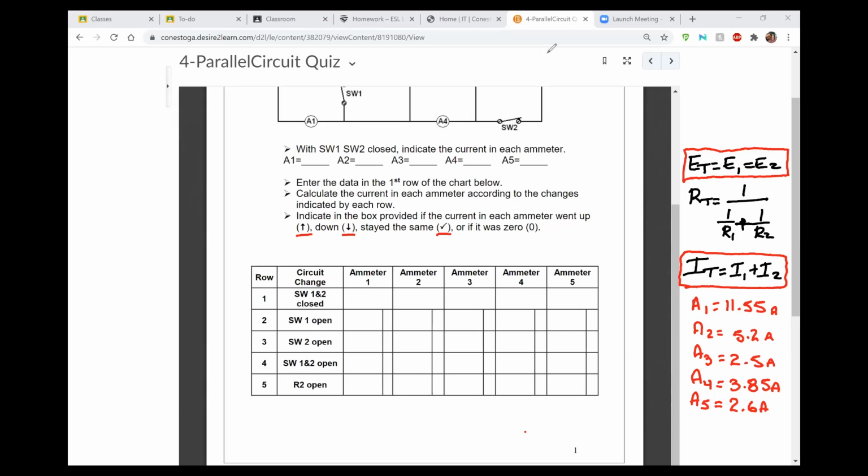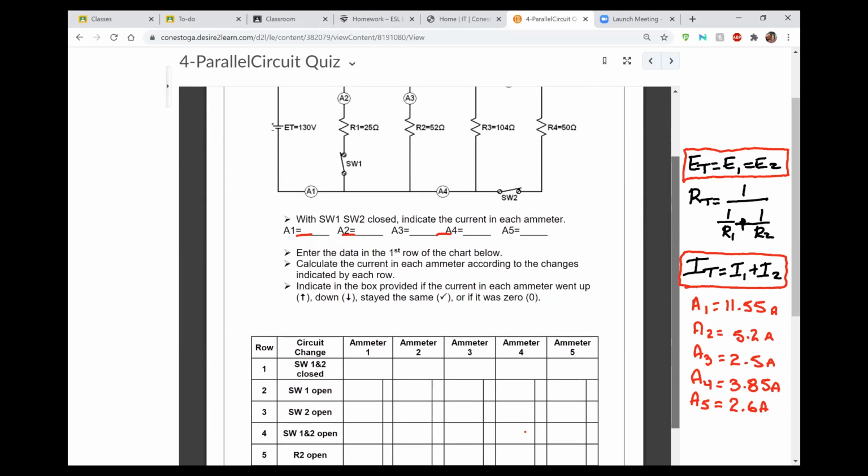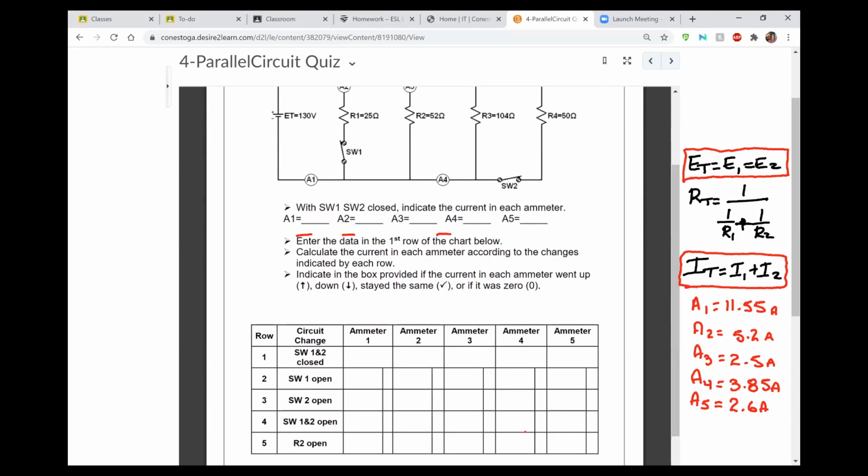So let's begin. If switch 1 and 2 closed, okay, so let me see if I can get this back slightly. Here, okay. Can you still see it on the screen? I can see it very well on mine.